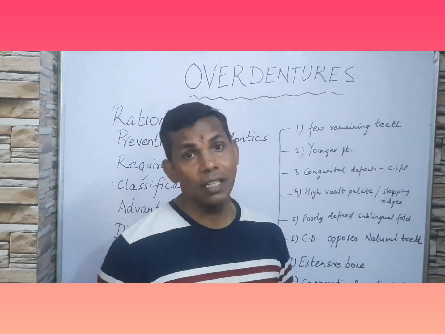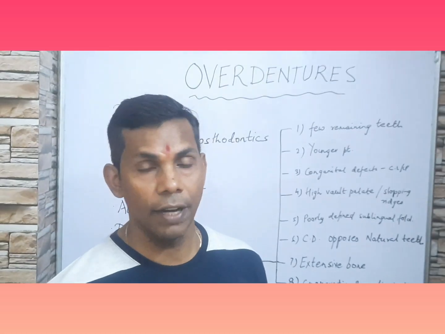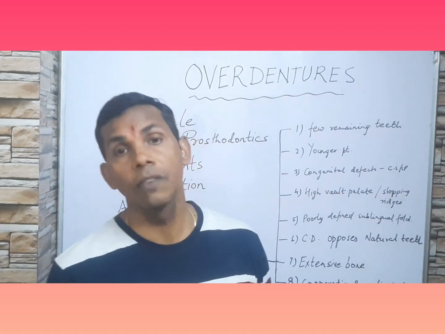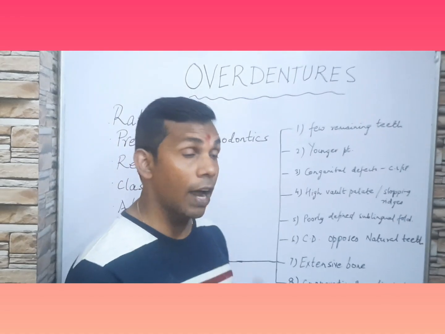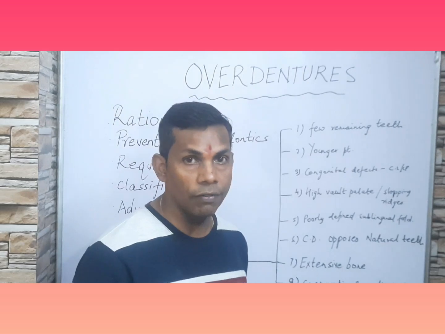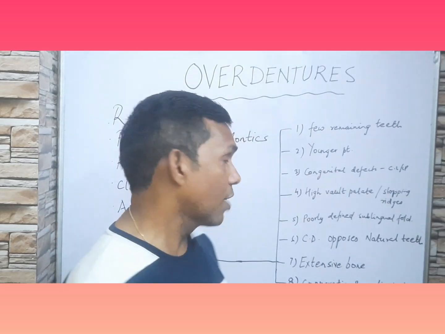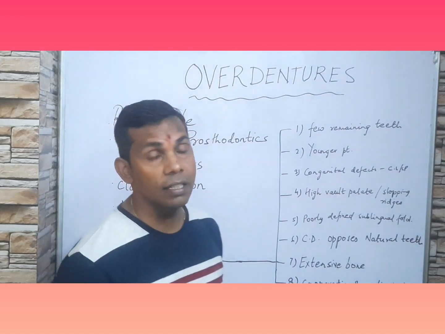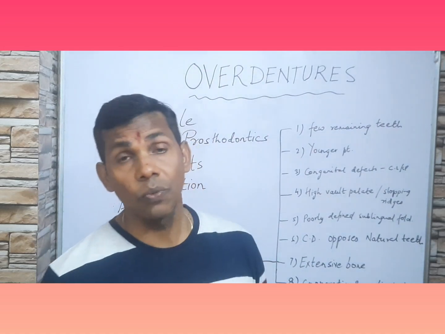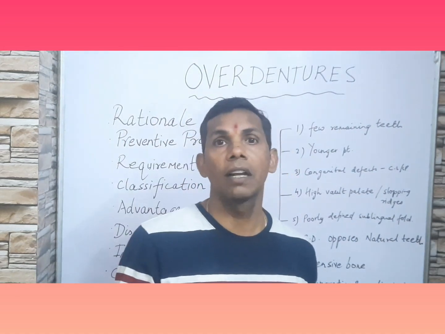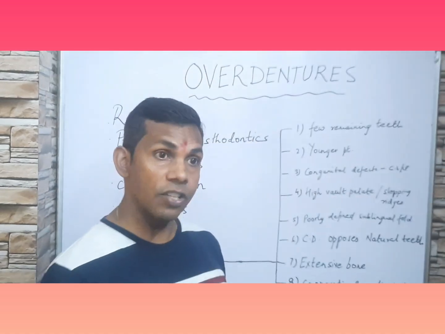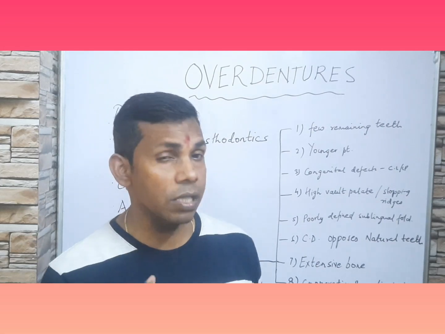Thirdly, in patients who are having congenital defects, like for example cleft lip and cleft palate patients, in those cases you have to preserve those natural teeth, because if you extract those teeth, definitely there will be a great loss of bone with the extraction of teeth. So definitely here it is a proper indication for giving an overdenture. Fourthly, in cases where the patient is having a high arched palate or V-shaped palate or sloping ridges, in those cases the retention would be poor and the stability of the prosthesis would be compromised.